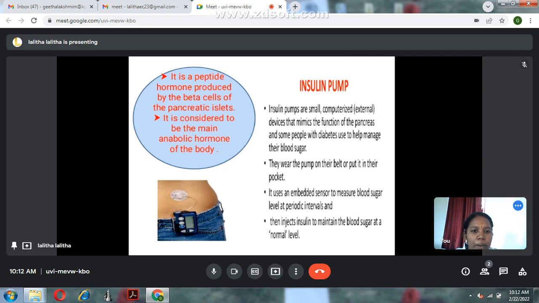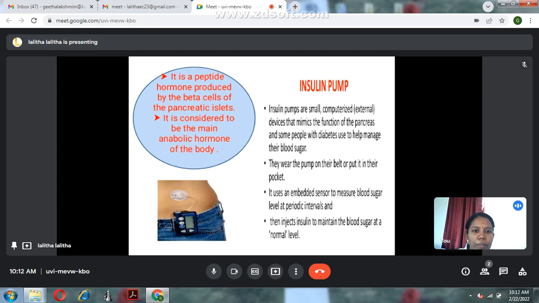They wear the pump on their belt or put it in their pocket. It uses an embedded sensor to measure blood sugar level at periodic intervals. The insulin pump consists of an embedded sensor, and this sensor measures the blood sugar level at periodic intervals. Then it injects insulin to maintain the blood sugar at a normal level.